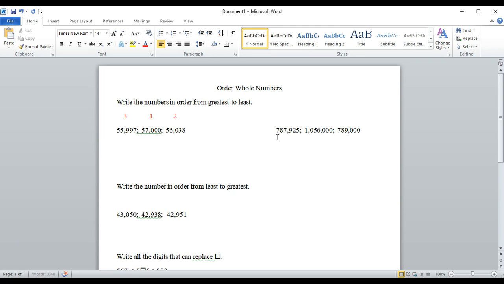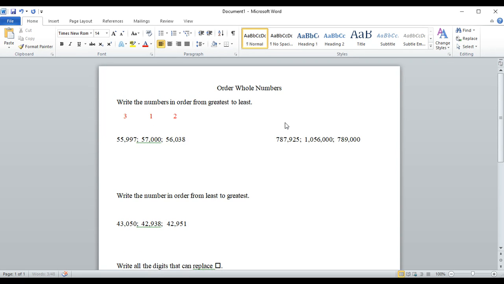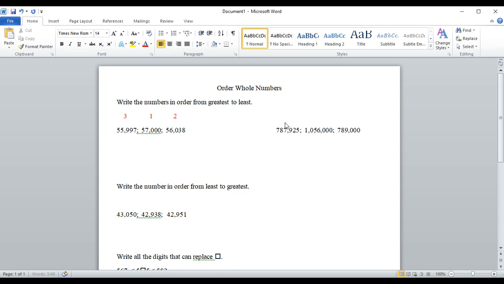Over here we have 787,925, 1,056,000, and 789,000. So which one of these numbers is the greatest? I hope you recognize that it's the middle one here that is the 1 million, because those other two numbers do not have any numbers in the millions place.